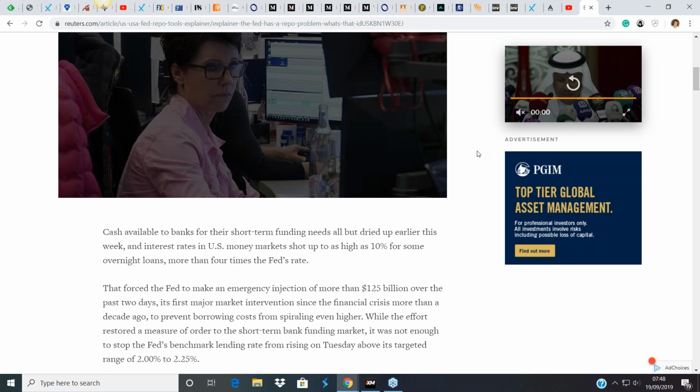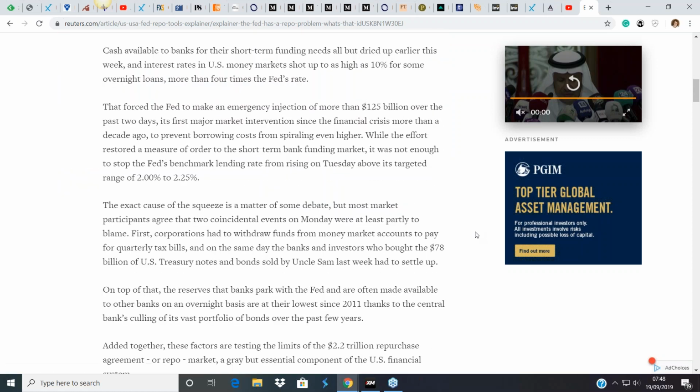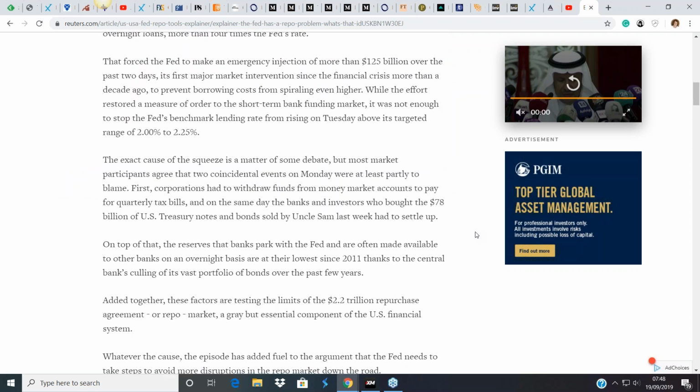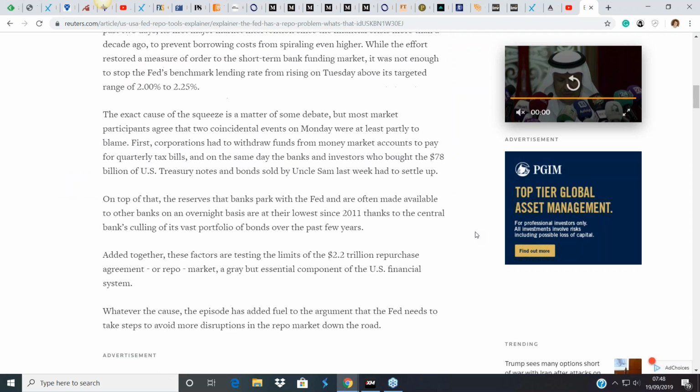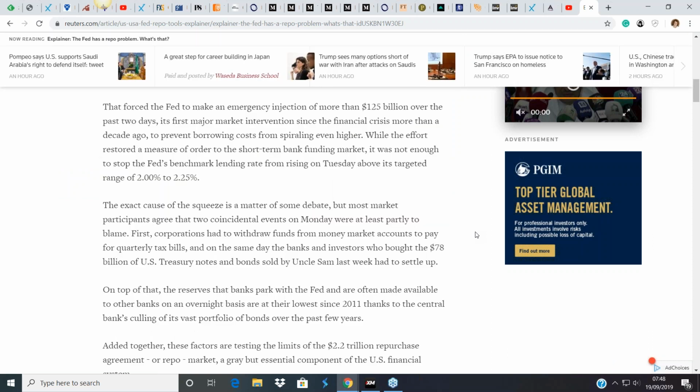There were two reasons for it, and you can read about it in this article on Reuters. Basically, they said there was a combination of circumstances where a lot of big corporations had to pay tax, and then there was a Treasury auction, and money was needed to buy these treasuries. And suddenly the banks were below the threshold that they are required to hold, and there wasn't a bank. Where am I going to get this money from? And the Fed actually stepped in.